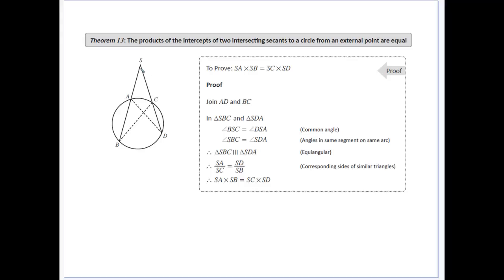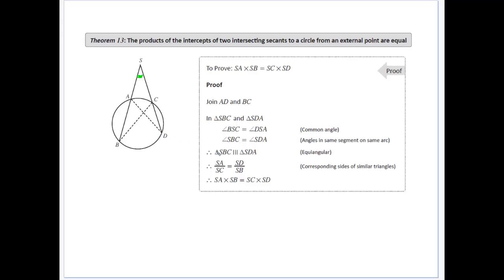In the second one, we're going to do it pretty much the same way, but we've got two secants. What we want to prove is that SA times the cut-off part in the circle, SB, would equal SC times the cut-off part in the circle from that secant, CD. So again, we draw up AD and CB. We want to find some similar triangles. We look at the angle BSC, which equals DSA. That's the same angle, so there's one angle in two triangles that is the same.